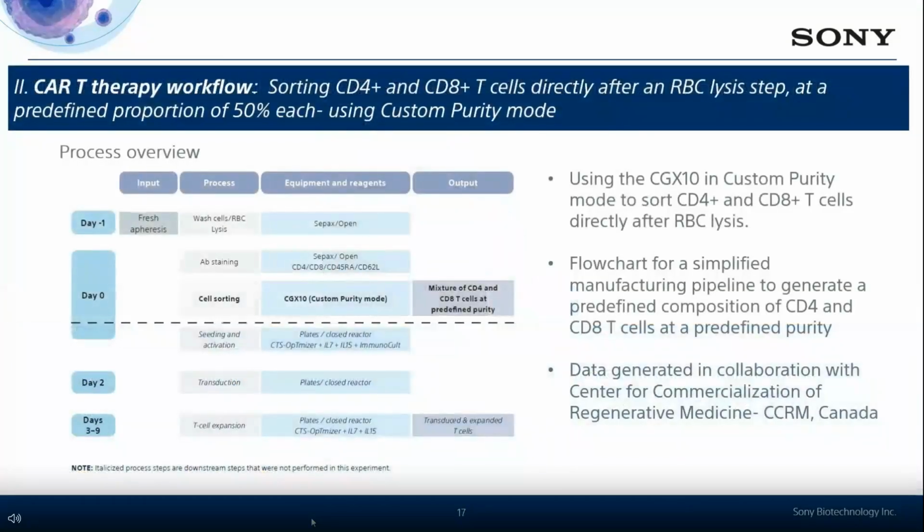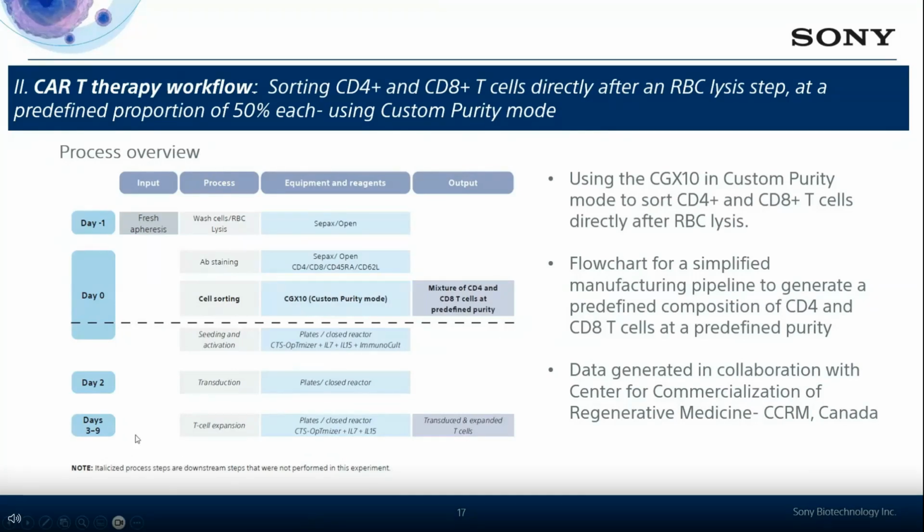Next, let's take a look at a CAR-T therapy workflow. Here, CD4 and CD8 positive T cells are sorted directly after RBC lysis at a predefined proportion of 50% each, using the CGX10's custom purity mode.